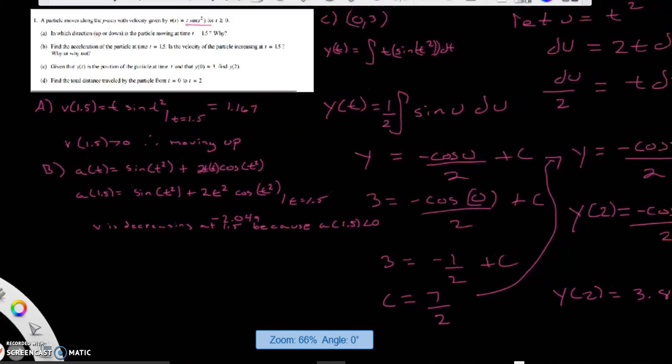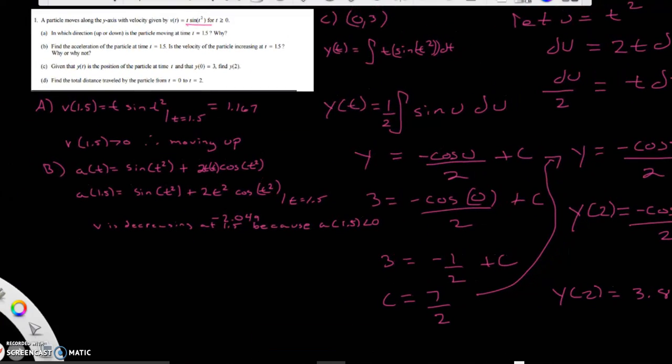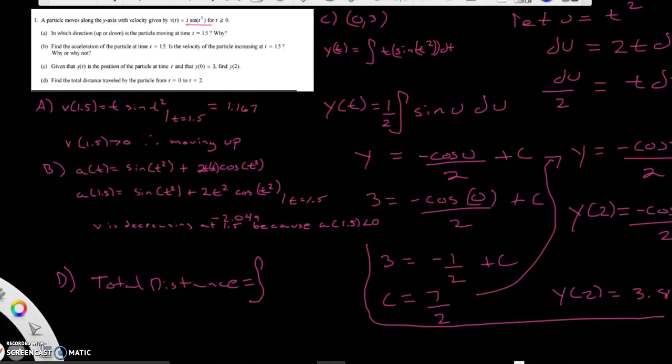Okay, now let's look at part D. It says find the total distance. Okay, so that's easy. If it was by hand, you'd have to figure out where there could be a min or a max, but in this sense, it's pretty straightforward. You just do total distance is going to equal the integral of the absolute value of v of t dt.